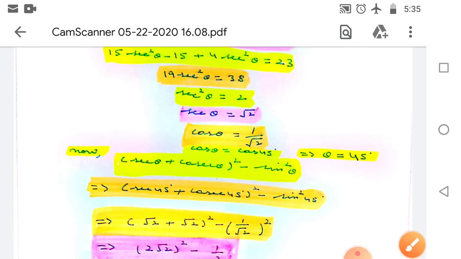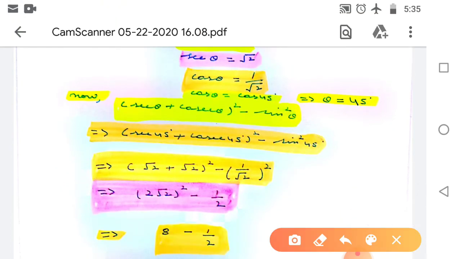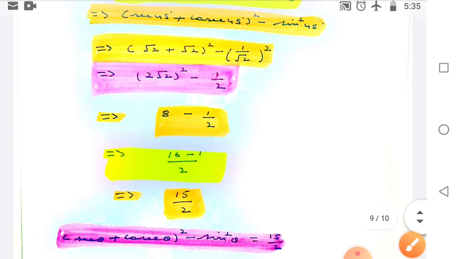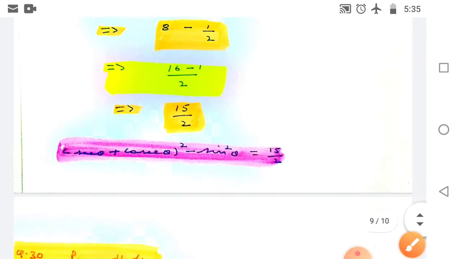As you know, the value of sec 45 and cosec 45 is under root 2. So under root 2 plus under root 2 whole square minus 1 upon under root 2 whole square, this is the value of sin 45, and finally we get 8 minus 1 by 2 and the answer is 15 by 2. So this is equal to 15 by 2.